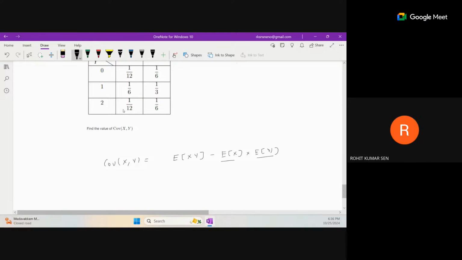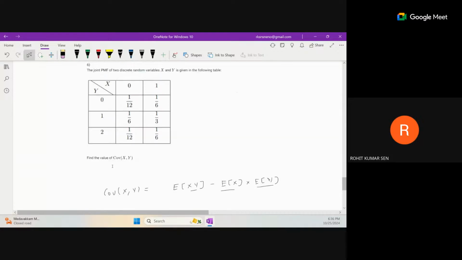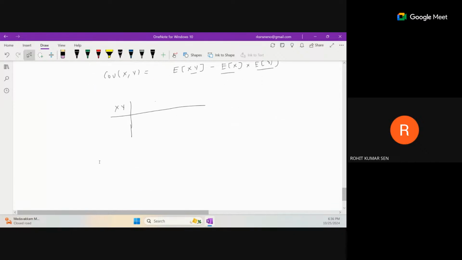Let's find the expected value of xy. For the expected value of xy, first of all, we need to have the distribution of xy. So first we will find the distribution of xy. What are the possible values of xy? Just see here, in this range your xy is 0, right? If one of the values of x or y is 0, then your xy is 0.